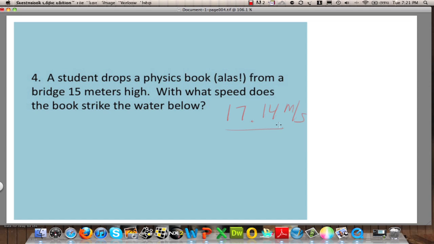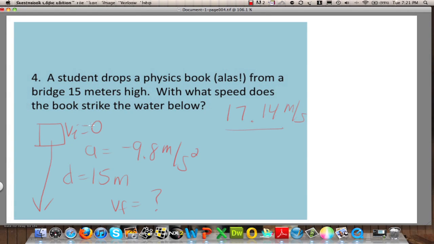A student drops a physics book, alas, who would do that, from a bridge 15 meters high. With what speed does the book strike the water? So we have a book being dropped from a bridge into the water below. That's not a very straight line, but it will have to do. We know the distance is 15 meters. We know the acceleration of gravity is at work here because it's a vertical problem, and we are looking for the final velocity. Well, what's the initial velocity of a book dropped? Any object dropped from rest has a VI of 0.